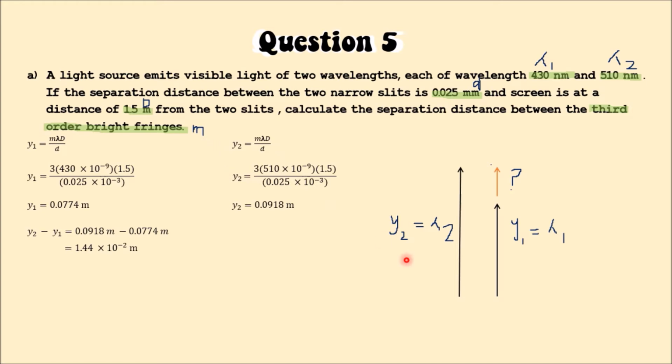For the solution, first I want to explain to you about the arrows. The long black arrow is y2 equal to lambda 2, and the small black arrow is y1 equal to lambda 1. Now we want to find the separation distance between the third order bright fringe, which is the small orange arrow. To calculate the answer, we use the formula y1 equal to m lambda capital D over small d. So we substitute the values into the formula.